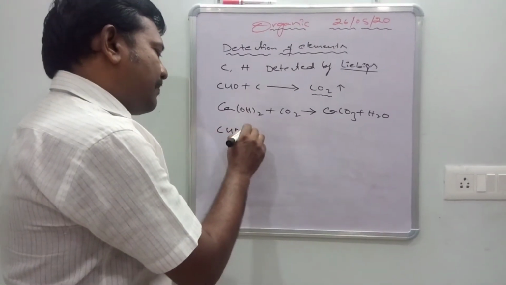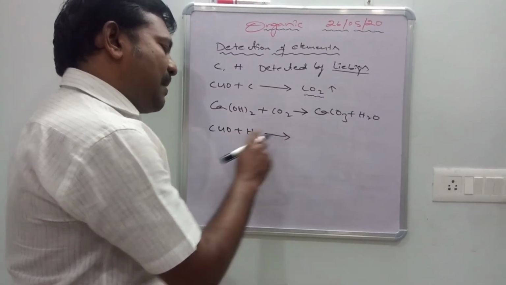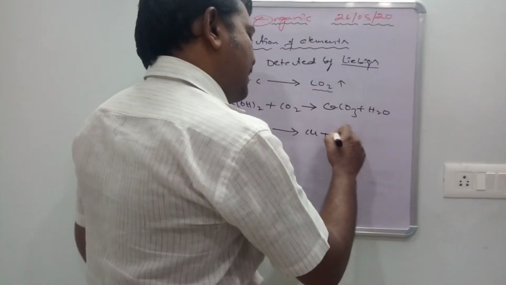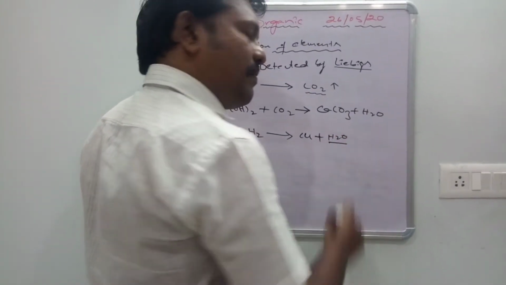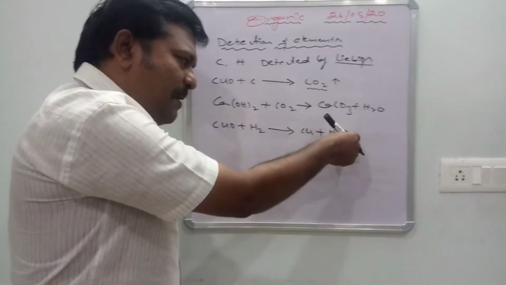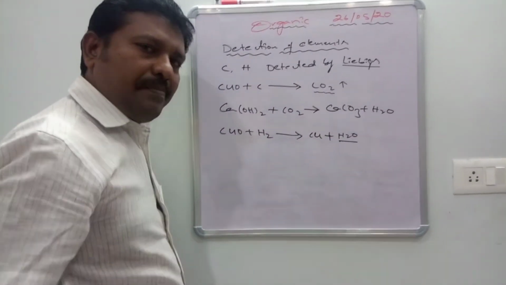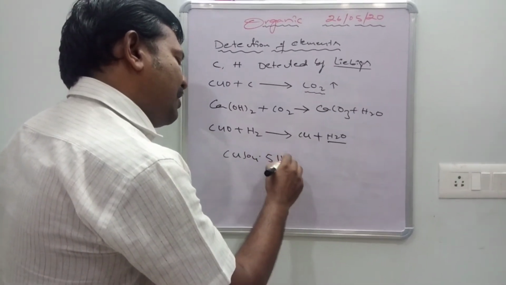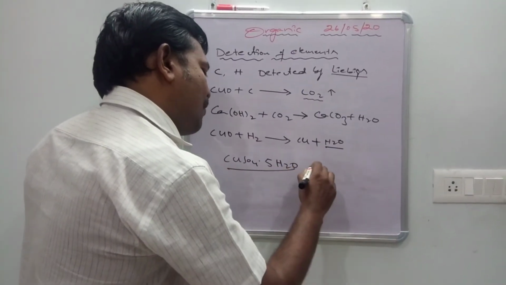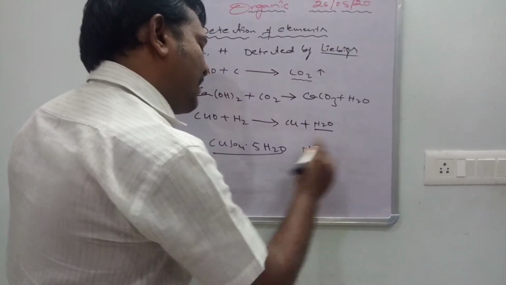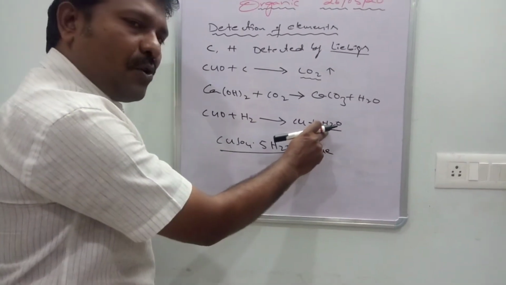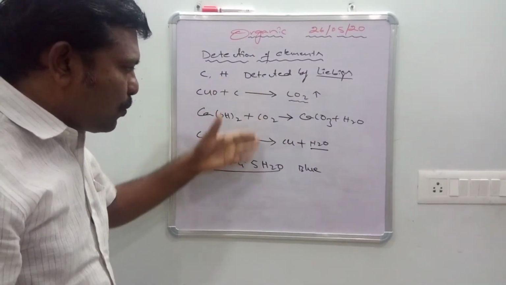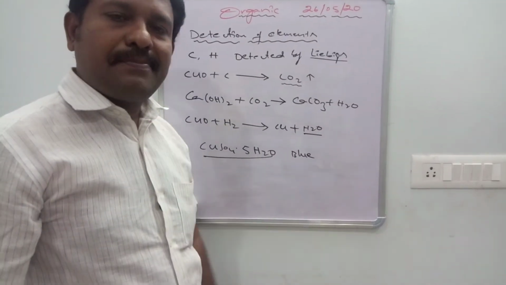Cupric oxide combines with hydrogen if the compound has hydrogen. It liberates water, H2O. The anhydrous copper sulfate is converted into hydrated copper sulfate, which has a blue color. It indicates the liberated compound is water, so the compound has hydrogen. Both are detection techniques.